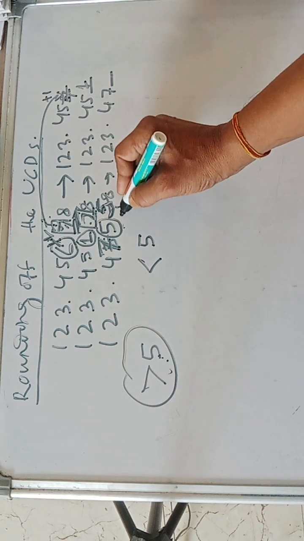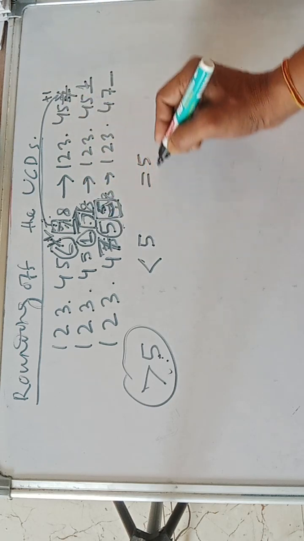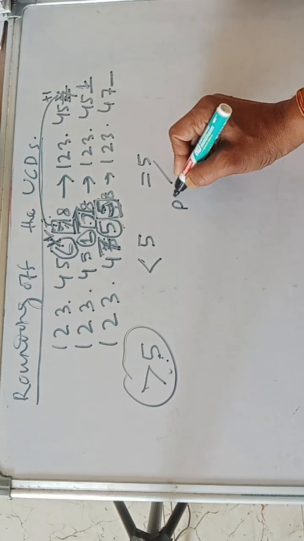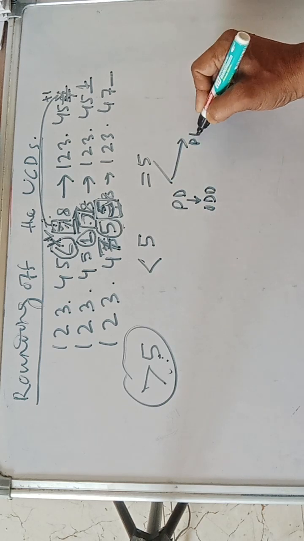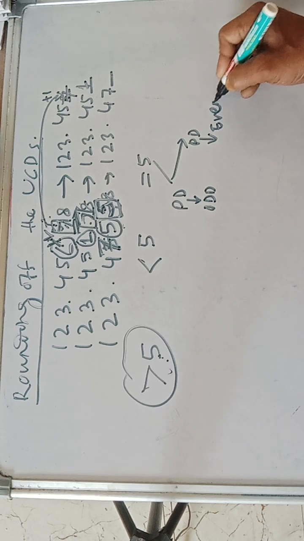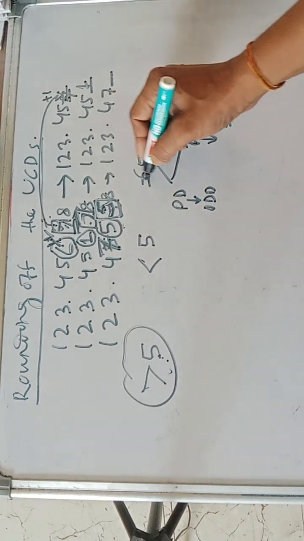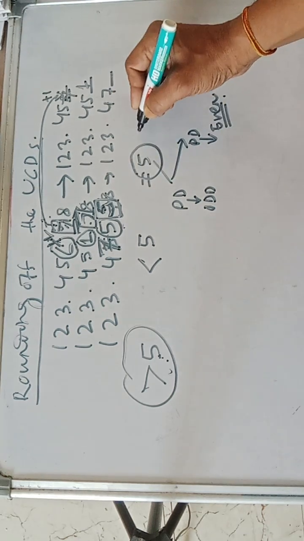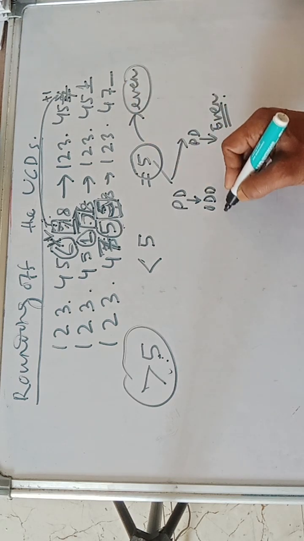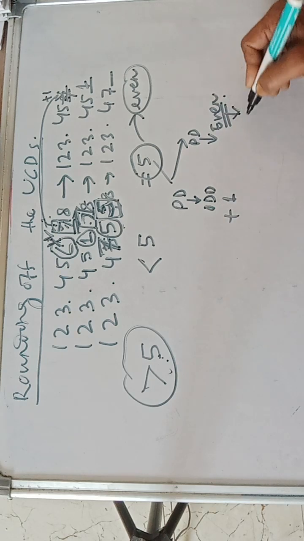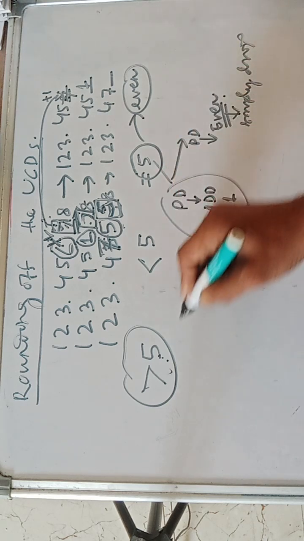In the third case, it is equal to 5. Then we have to see whether the previous digit is odd or even. Here we have to concentrate: the goal is to make the previous number even. If it is odd, then add 1. If it is even, simply drop. This is like the case of greater than 5.